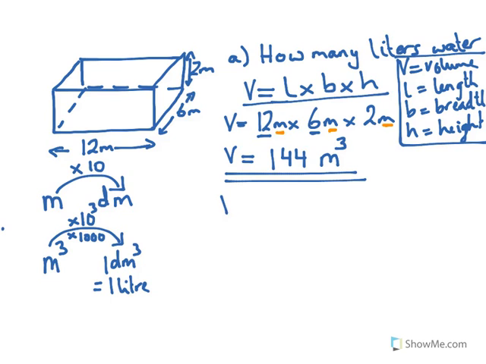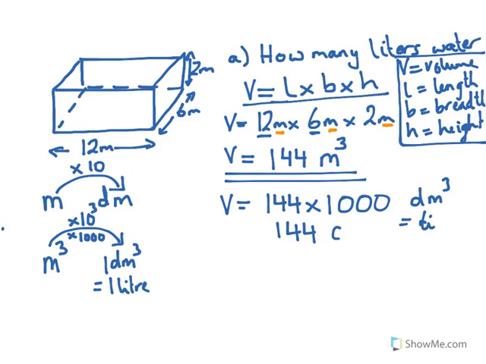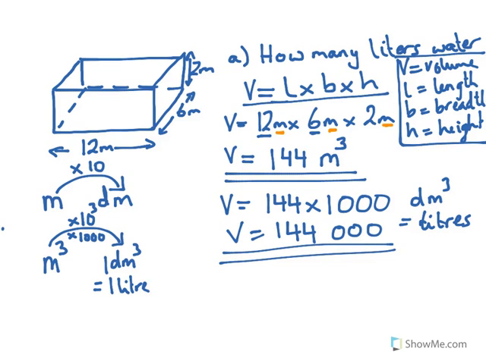So if we were going to convert this volume into litres, we'd have to take our 144 metres cubed, multiply them by 1,000 to change it into decimetres cubed, which is the same as the litres. So we'd get 144,000 litres of water in our pool if we were going to fill it from absolutely rock bottom.